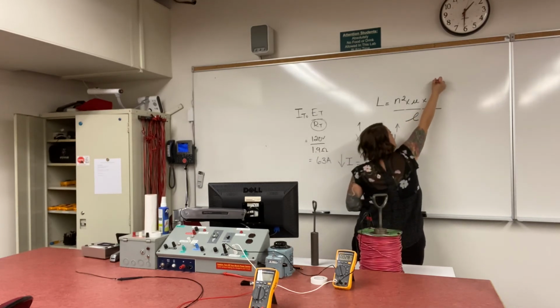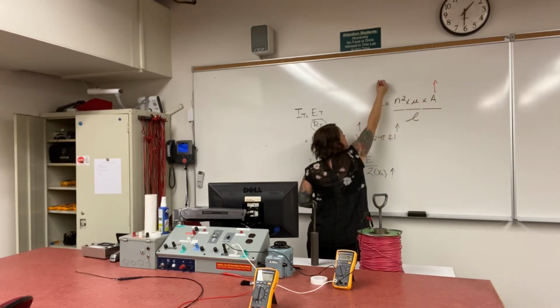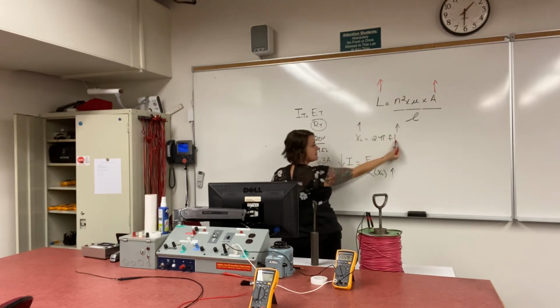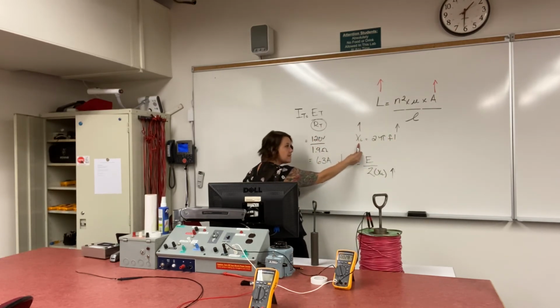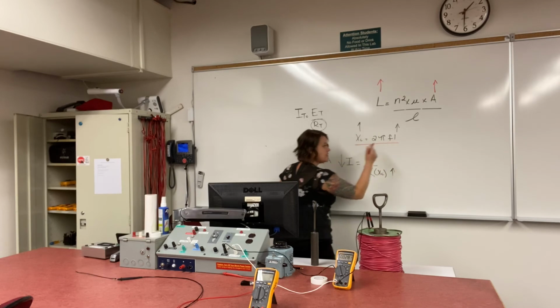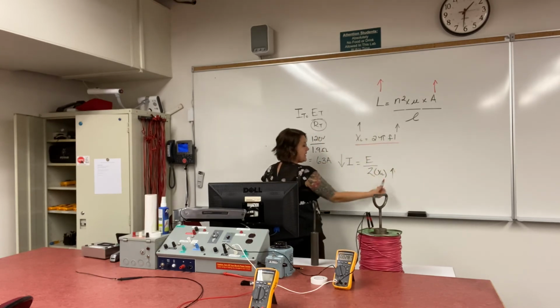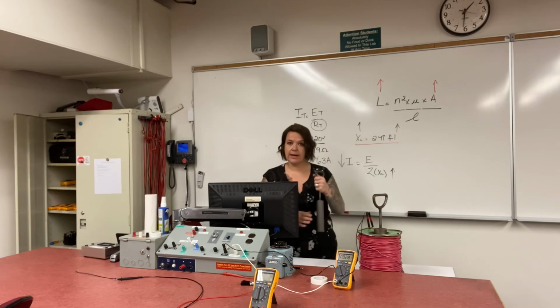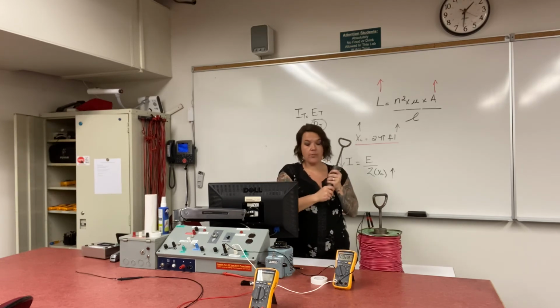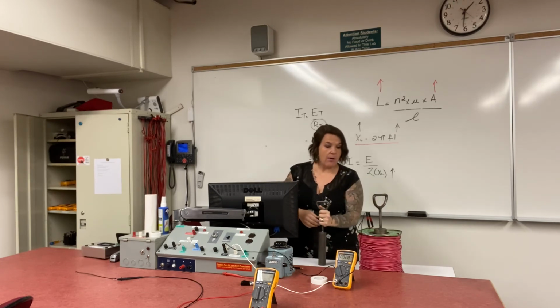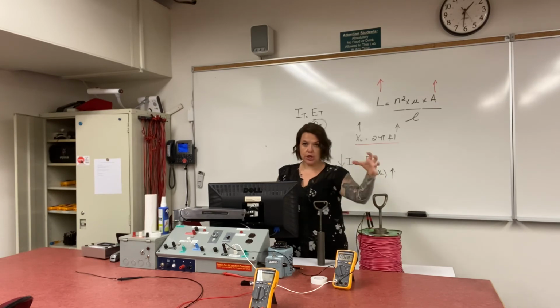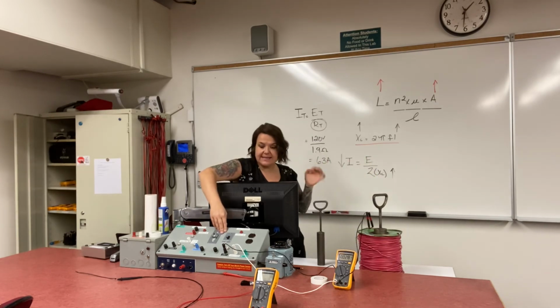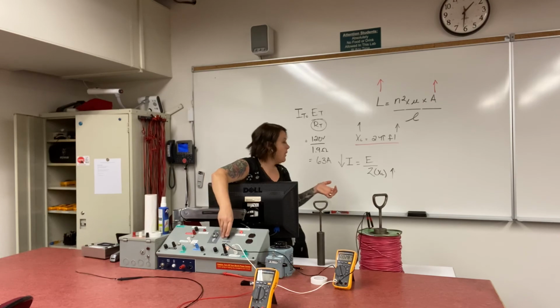My area goes up, my inductance goes up, okay? If my inductance goes up, my inductive reactance goes up. These are all directly proportional. XL goes up, current goes down, okay? So when we had this core in, we were drawing 4.5 amps. Now I've increased the core with a larger area core, and let's see what happens to our current.